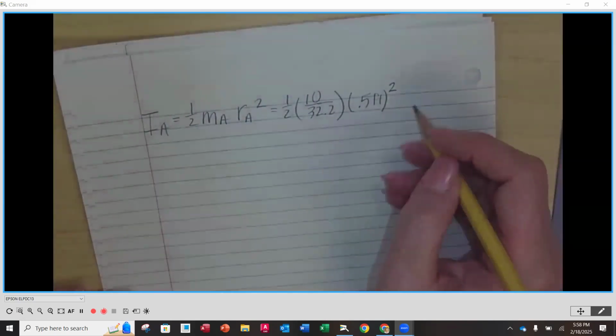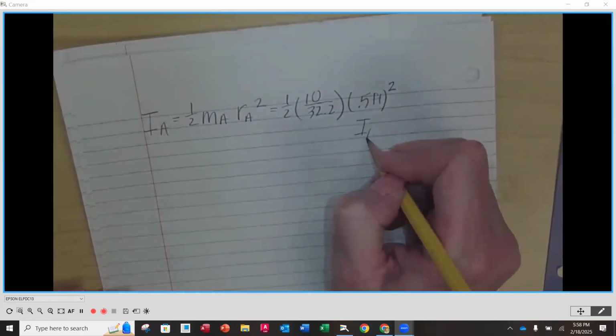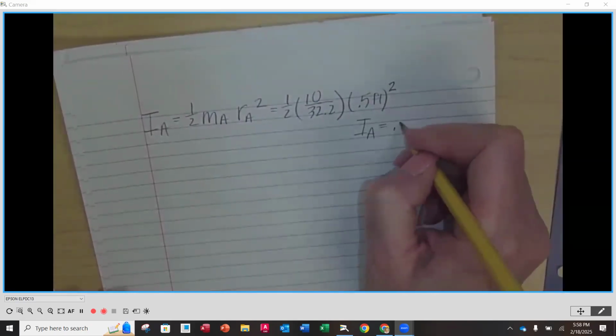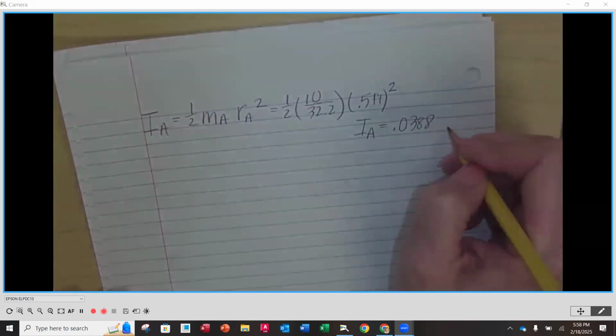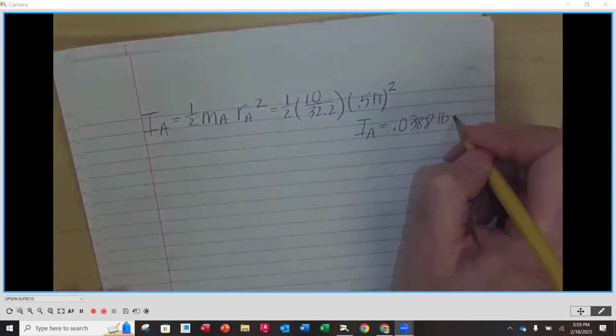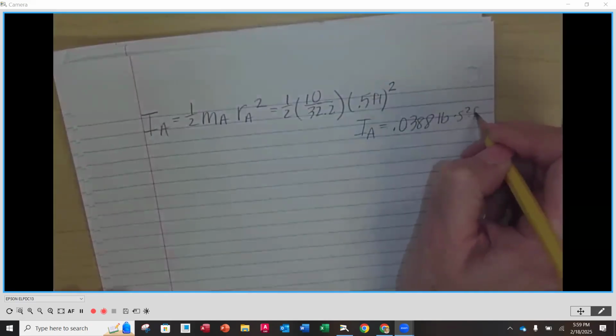So you should get your I at A 0.0388 pound second squared times feet.